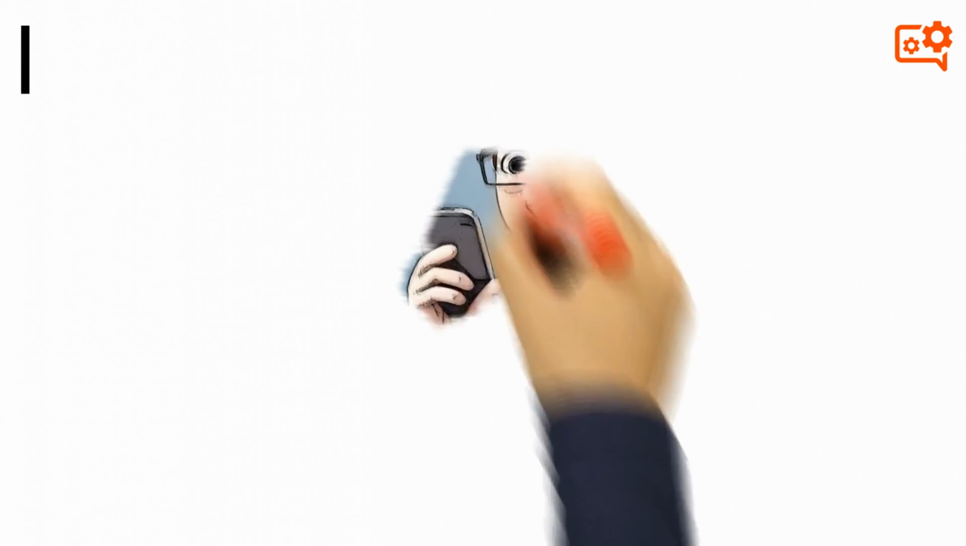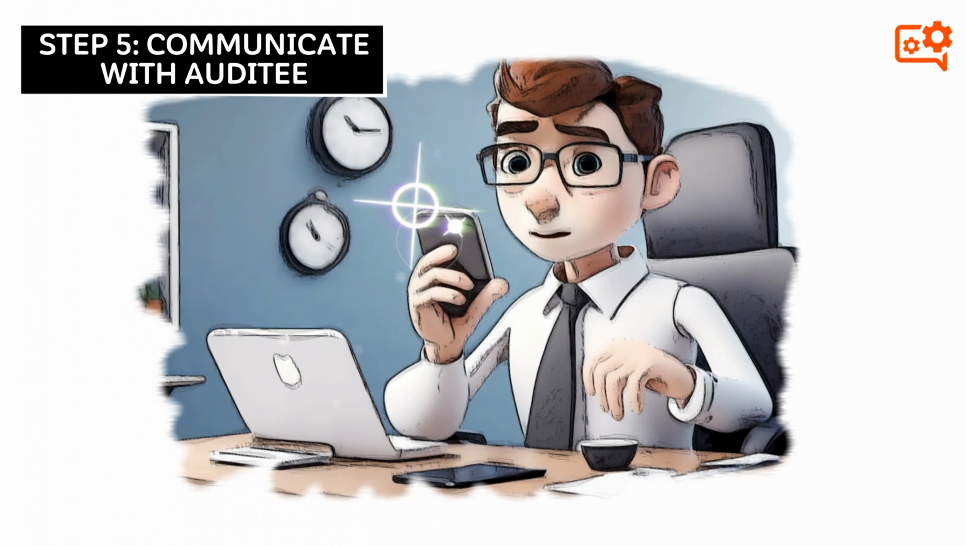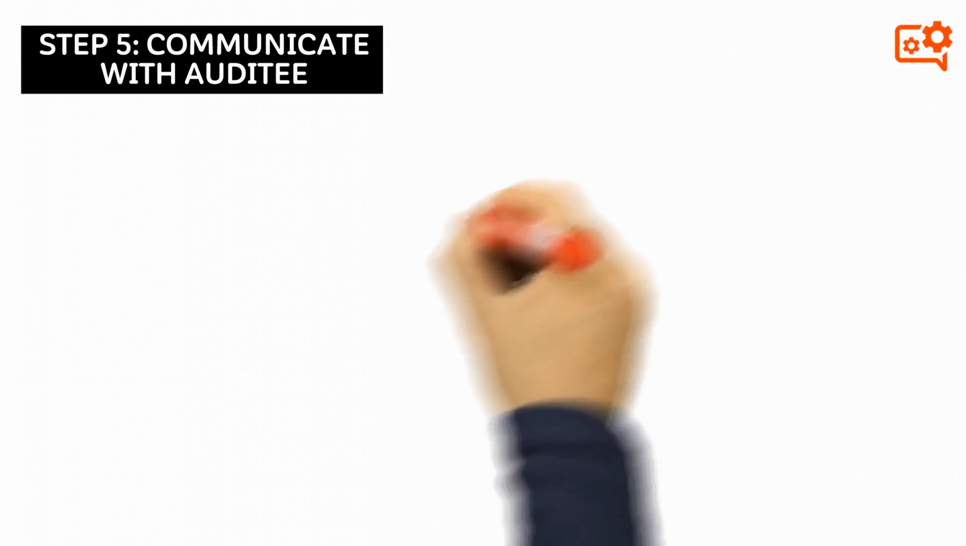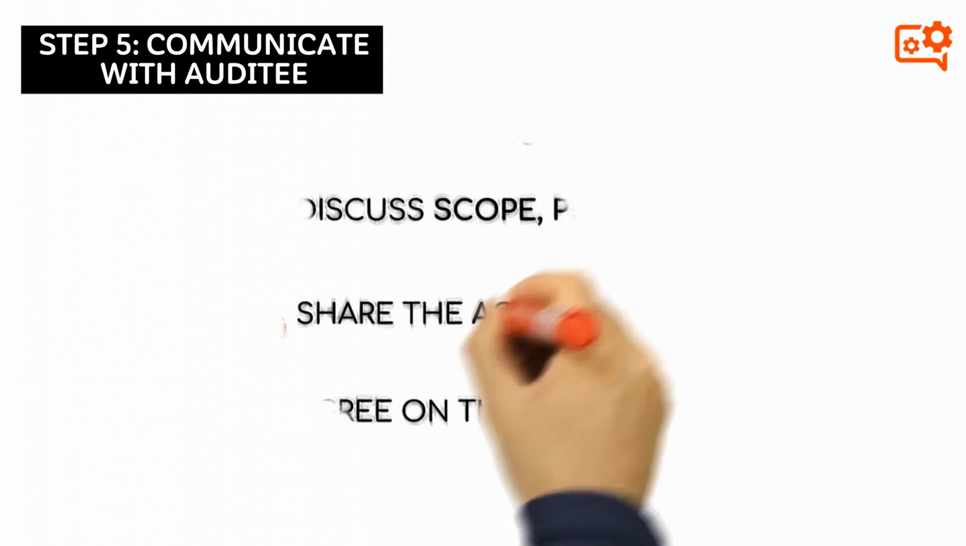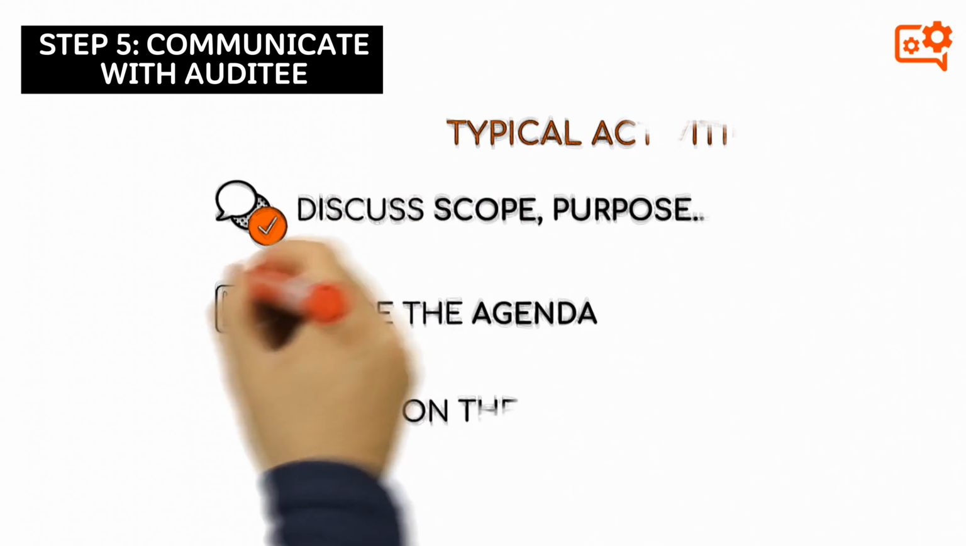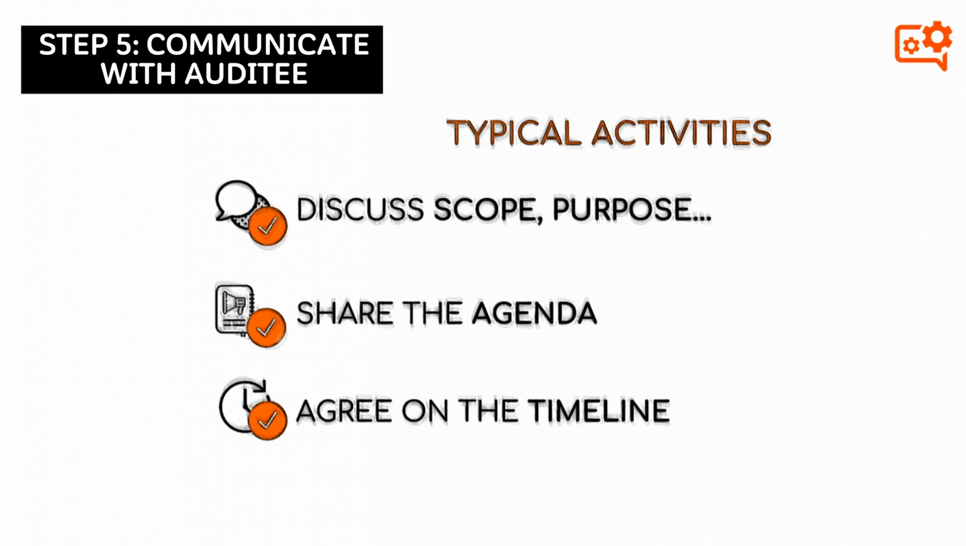Step 5. Communicate with the auditee. Connect with the auditee to ensure everyone's on the same page. Typical activities. Discuss the audit scope, purpose, goals, share the agenda to foster collaboration and transparency, agree on the timeline.